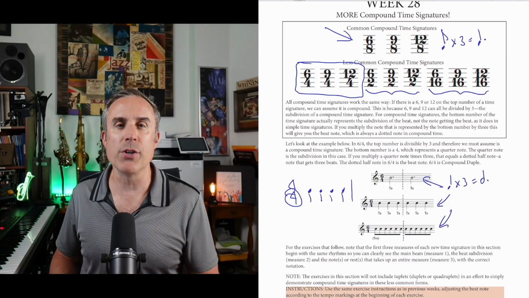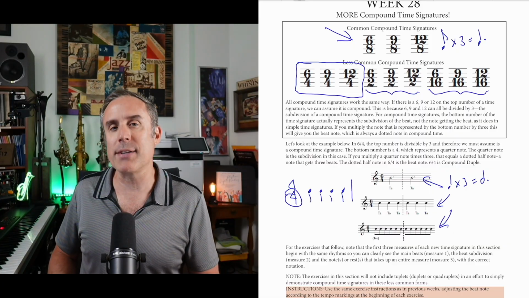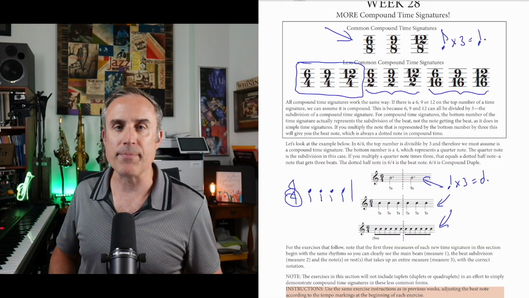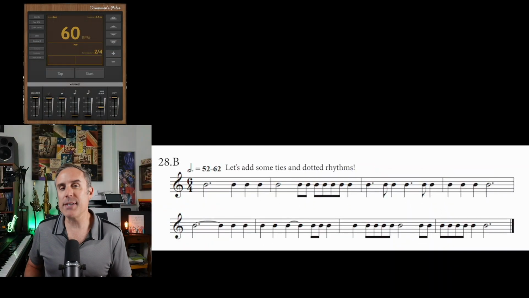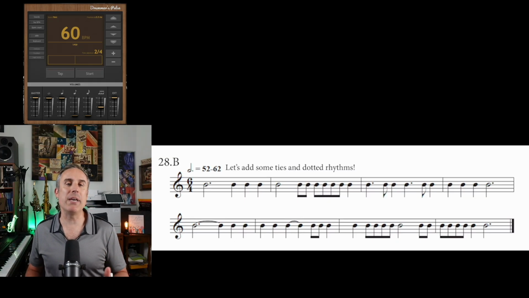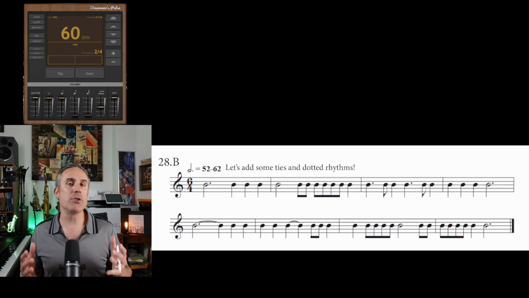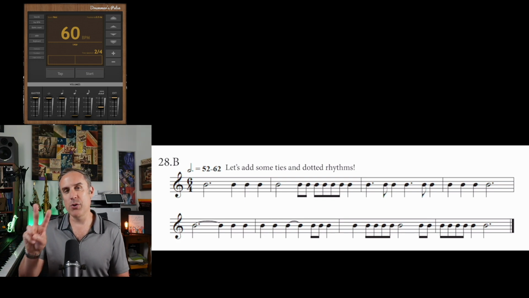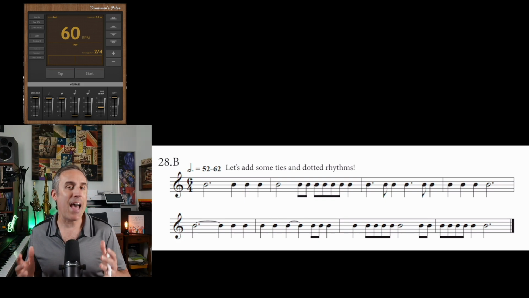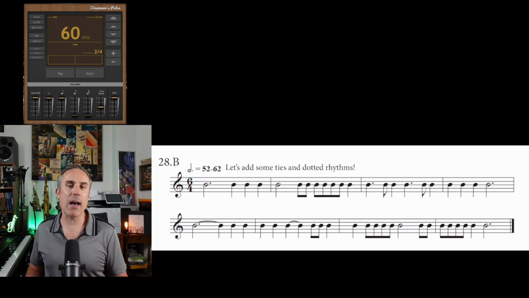Okay, without further ado, let's go find our first practice exercise in 6/4. All right, here we are at our first exercise, exercise 28B. And as I said, we're in 6/4. 6/4 is a compound duple time signature. There's 2 beats in the measure. The dotted half note gets the beat, and each one of those dotted half notes can be divided into 3 quarter notes. All right, let's get to the analysis.